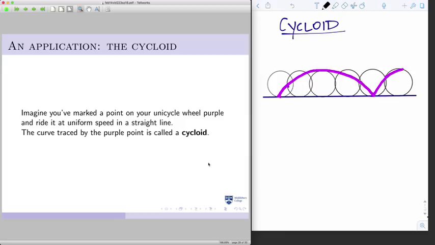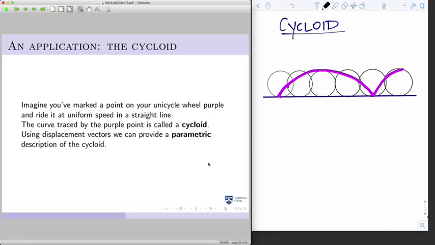So here you want to think of each of these circles as corresponding to the position of the unicycle wheel after a certain amount of time, and the trace that's been traced out, i.e. this purple curve, is the position of the purple dot as you're moving from left to right. So using displacement vectors, we're going to provide a parametric description of the cycloid, of this purple curve.